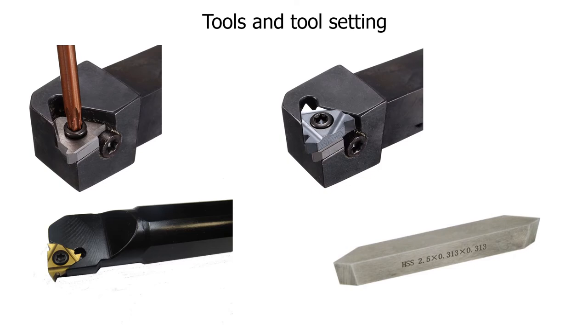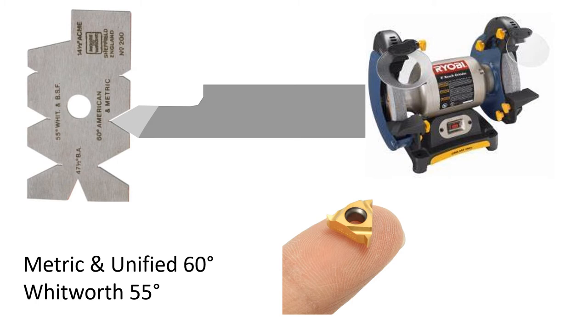Tools and tool setting. As with other turning operations, there are various tool types and grades. The most common for screw cutting are high-speed steel tools and carbide insert tools. There are various grades available for both tooling systems to cater for different materials and conditions. High-speed steel tools require grinding to the correct flank angle, for example 60 or 55 degree, and clearance and rake angles need to be customized for the materials that we're cutting.